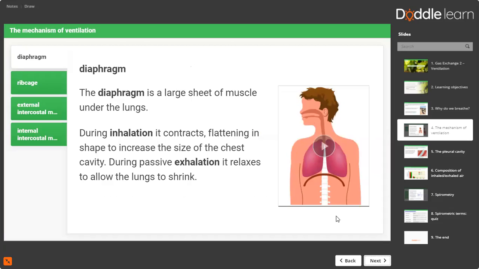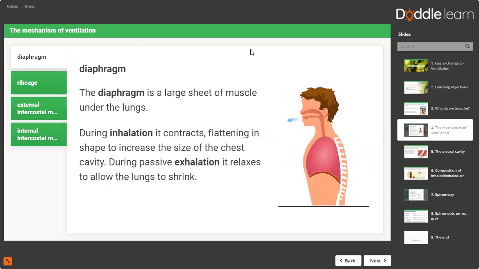So we've got the diaphragm, this large sheet of muscle that sits underneath our lungs. And during inhalation, the diaphragm contracts. When it contracts, it flattens in shape and it allows our chest cavity size to increase. During passive exhalation, it relaxes and it allows our lungs to shrink.